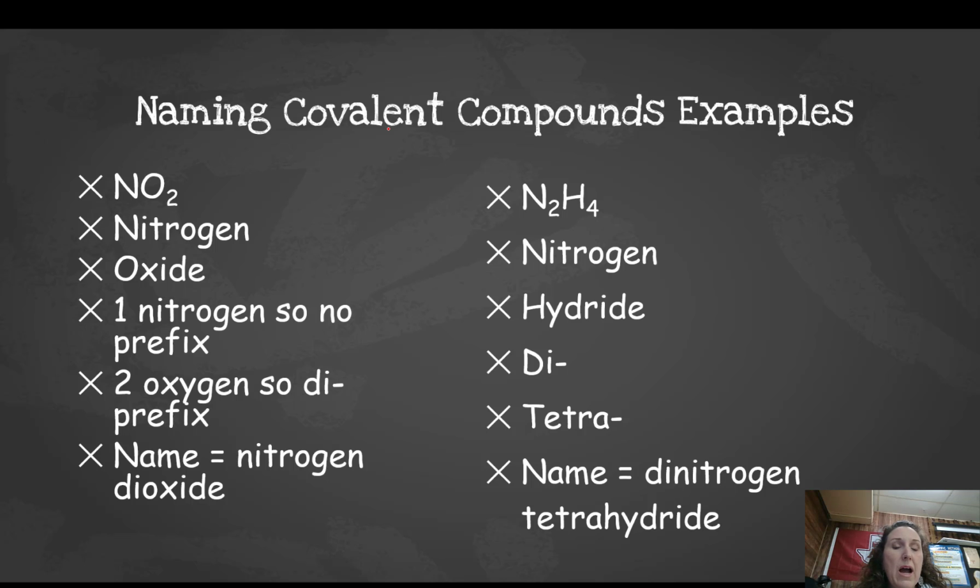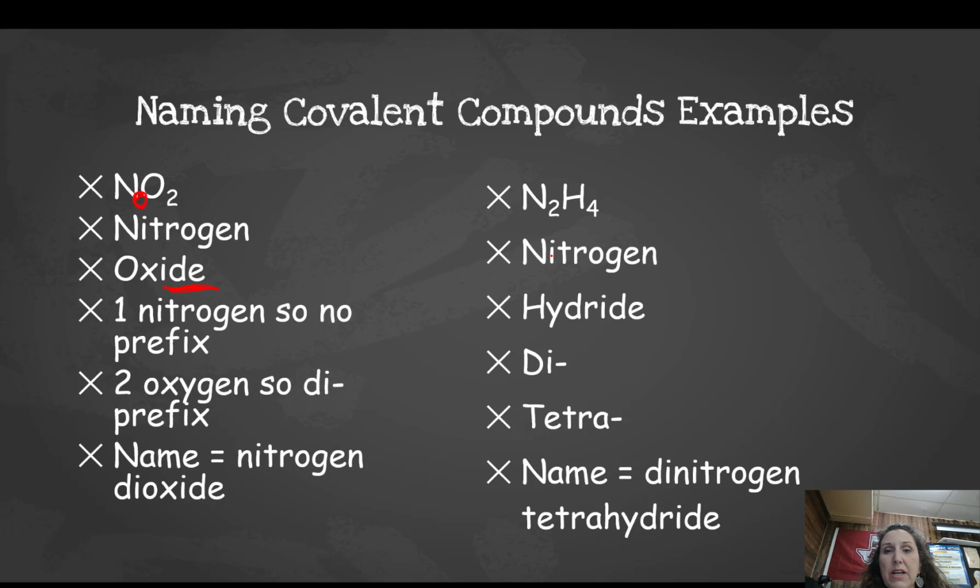So here are some examples. First one, nitrogen and NO2. So we say nitrogen, and there's no prefix here. See, nothing's here, so it's assumed 1. Oxide, that's oxygen with its IDE ending. However, there are 2 oxygens, so we've got to add di before the oxide. So this is nitrogen dioxide.